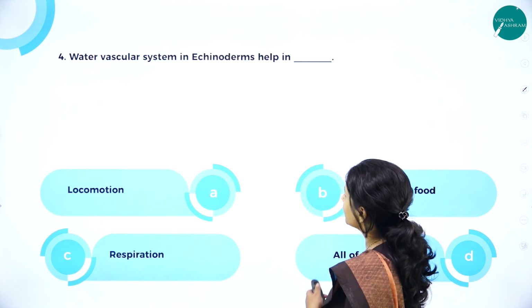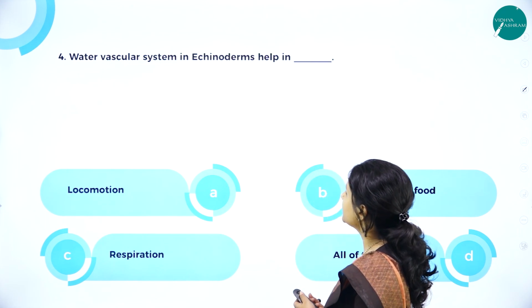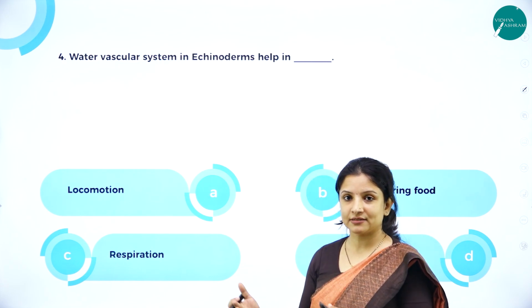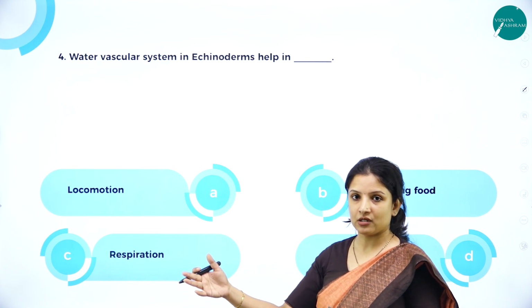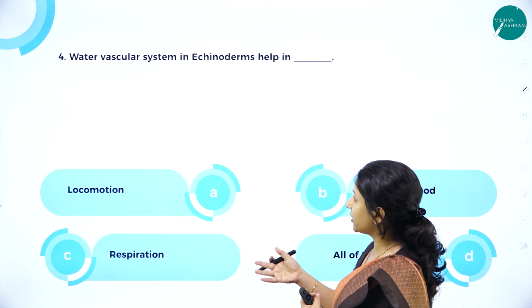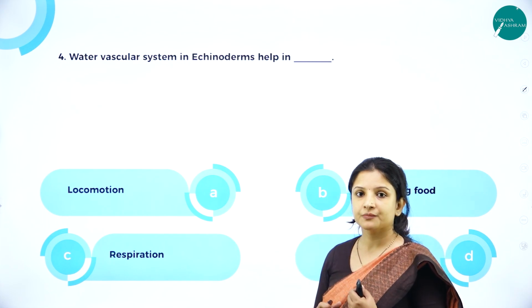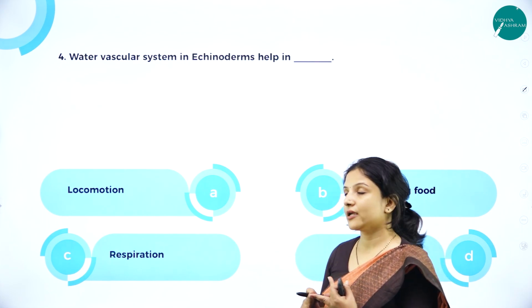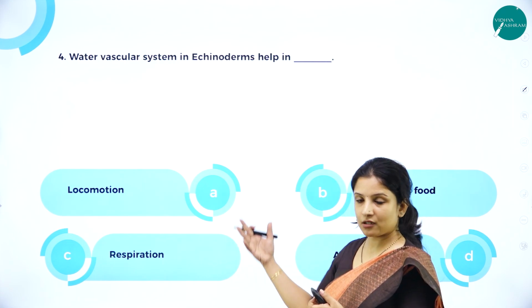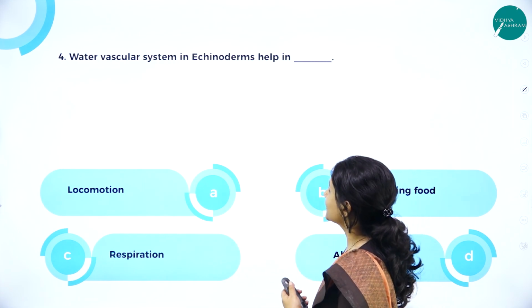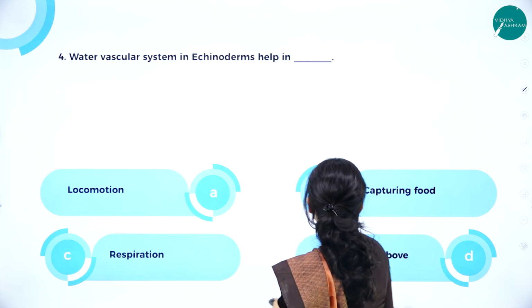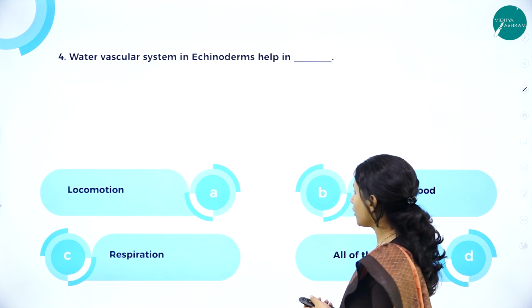Next, water vascular system in echinoderms helps in... or they can ask the question like this: water vascular system is present in dash. So that way also the question can be framed, and the options can be given as echinoderms, cephalochordata, or cnidaria. So they can change the options and the questions as well. Water vascular system in echinoderms helps in locomotion, capturing food, respiration, all of the above.